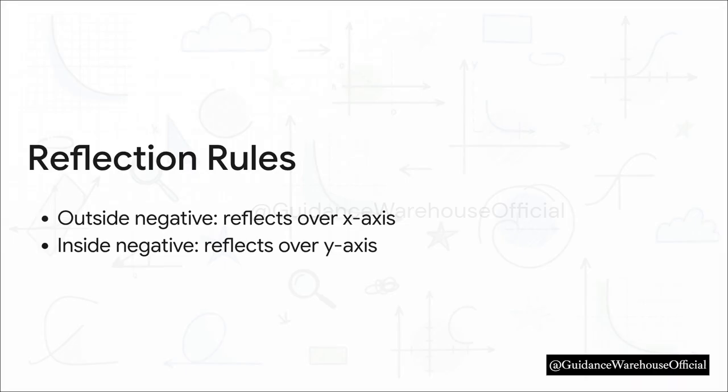Well, multiplying by a negative creates a mirror image, a reflection. And there are two distinct rules depending on exactly where that negative sign lives. If the negative is slapped on the outside of the logarithm, it flips the entire graph upside down, reflecting it right over the x-axis. However, if the negative sign is tucked neatly inside the parentheses directly next to the x, the graph flips left to right, reflecting over the y-axis. And honestly, this second scenario is the only time your logarithmic domain will actually feature negative numbers.